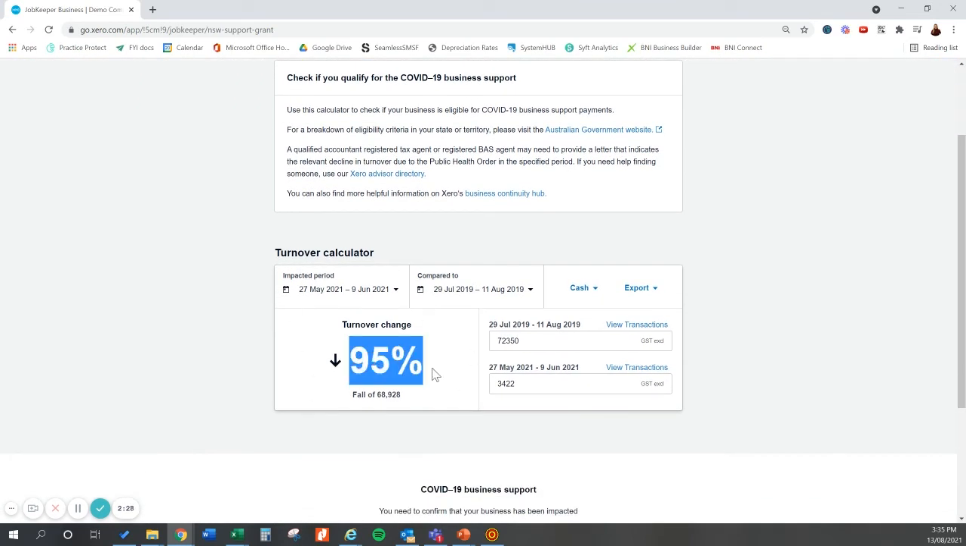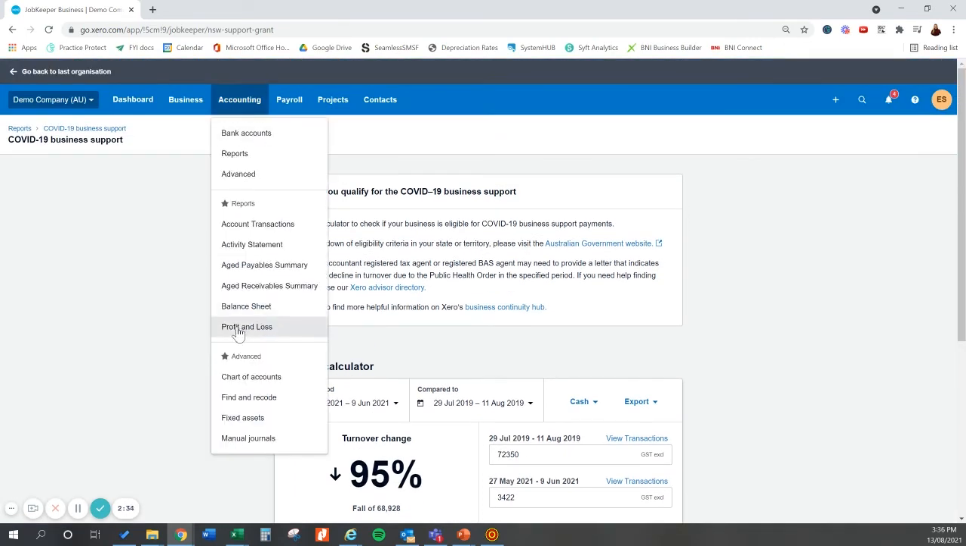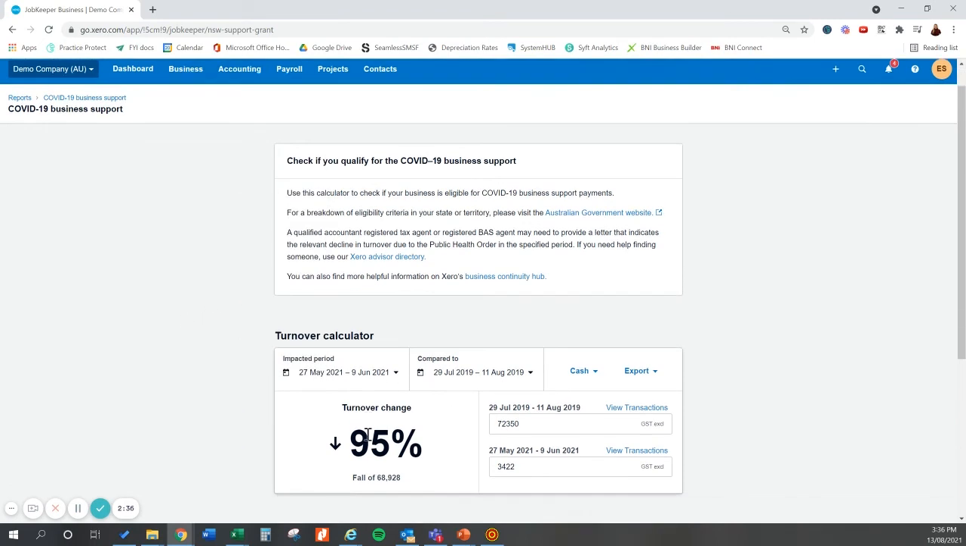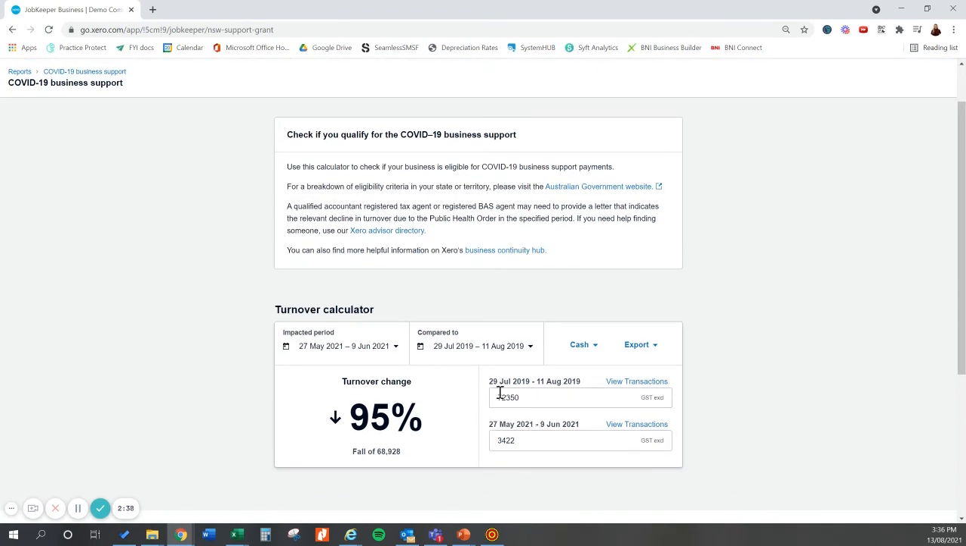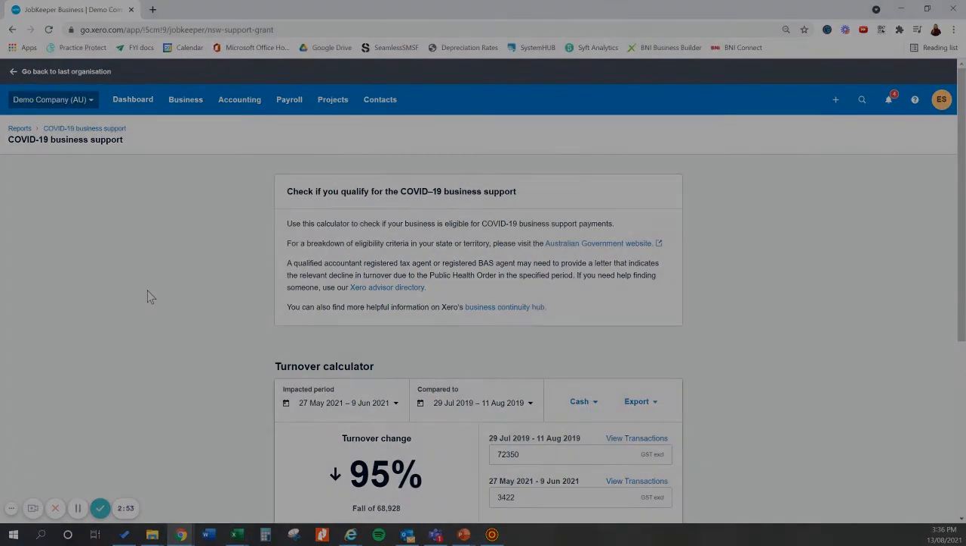This is great to see that you've got 95%, well, not great to see, but it means you are eligible. Then what I'll do from here is run that profit and loss for those periods and recalculate that my turnover has in fact dropped by 95%. So that's how you would use the turnover calculator in Xero. Like I said, if you do find that 70% drop, do that sanity check with the profit and loss.